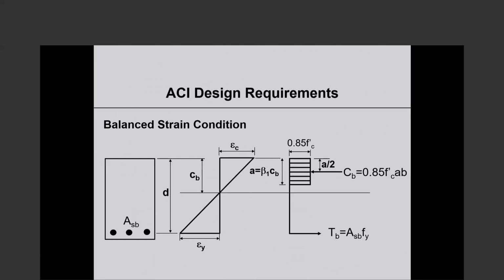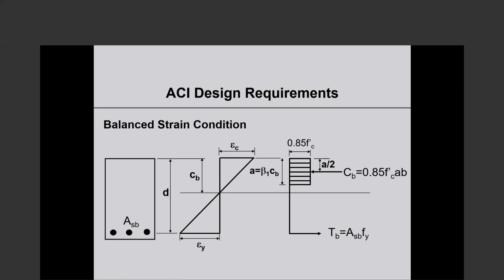Okay, now I would like to talk about a couple of things, some of which was covered yesterday. Anyway, so balanced strain condition. I mentioned it kind of in passing yesterday. Balanced condition is when the tension reinforcement yields at precisely the same time that the extreme compression fiber strain reaches a value of 0.003.